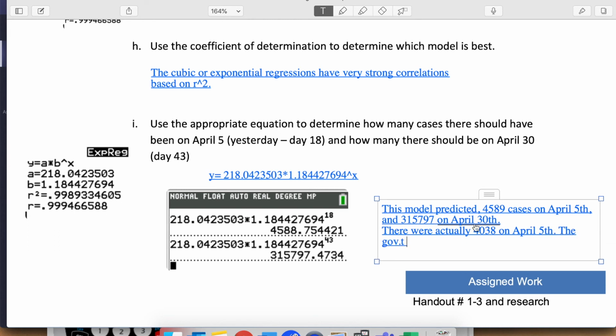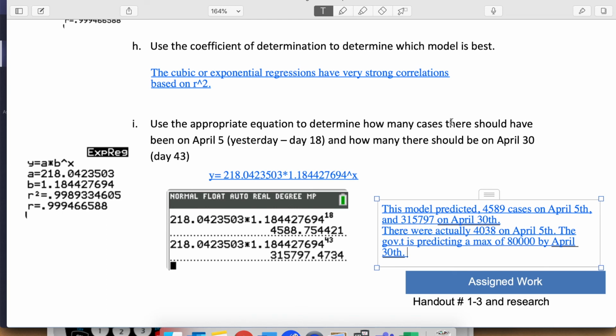The government is predicting a max of, I think it's 80,000 cases by April 30th. So you can see how this changes quickly. And I think if we had taken data all the way up until yesterday and then tried to predict, we might get even better results, or closer to what the government is predicting. But you can use this, it's pretty powerful stuff, especially when you get these models that have an R squared that's so close to 1.